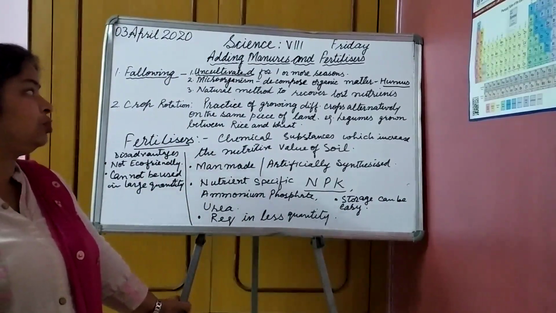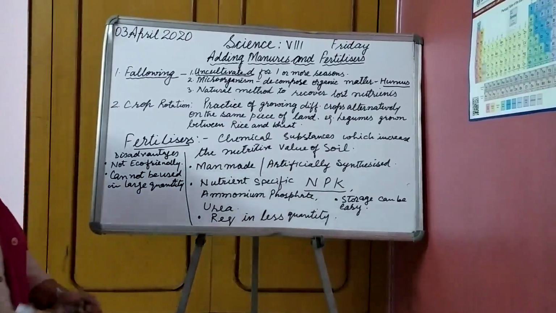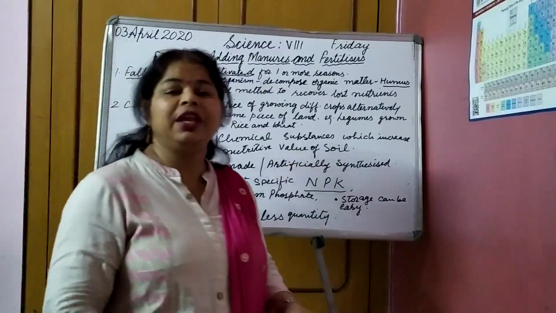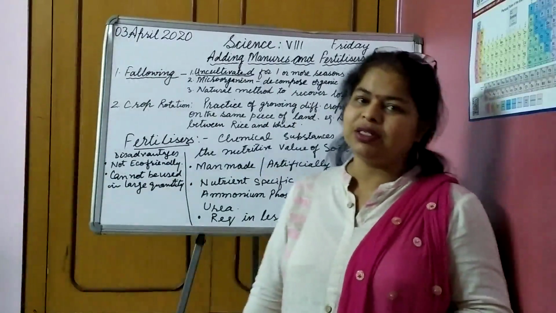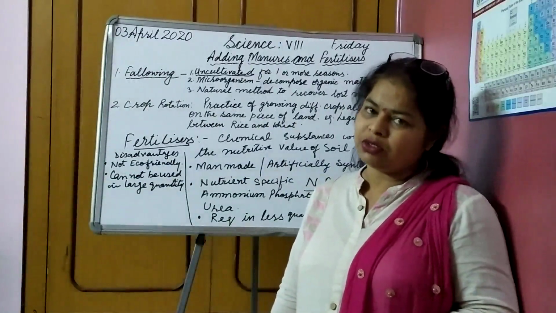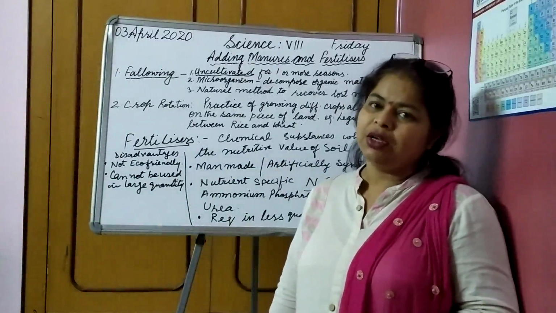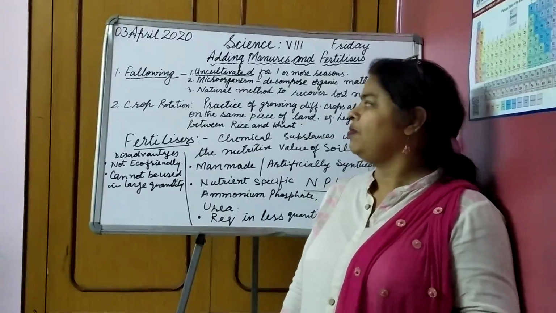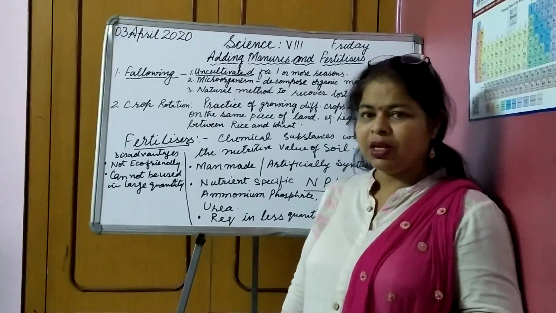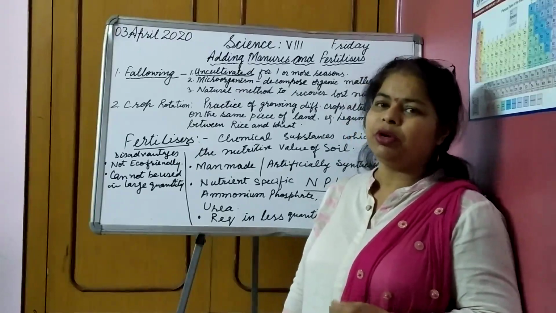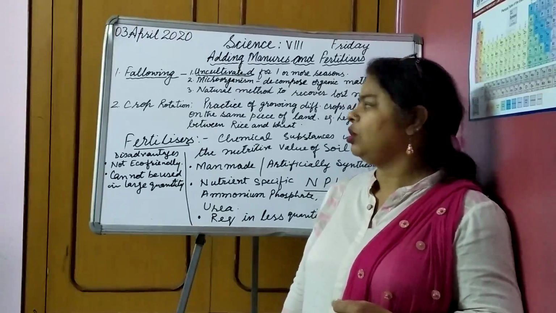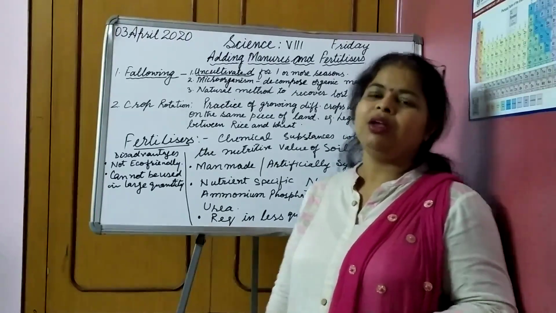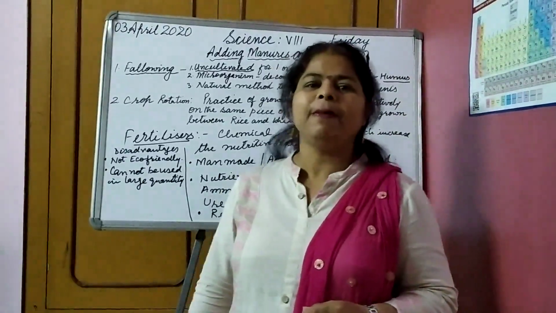So today what you need to do is write down the various methods. The question is, write down the various methods of increasing fertility of the soil present in the field. Or you can write another question, what is fallowing? Write a short note on crop rotation, and differentiate between fertilizers and manures.